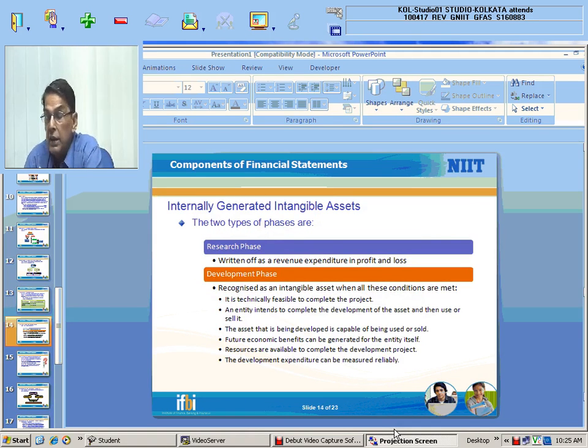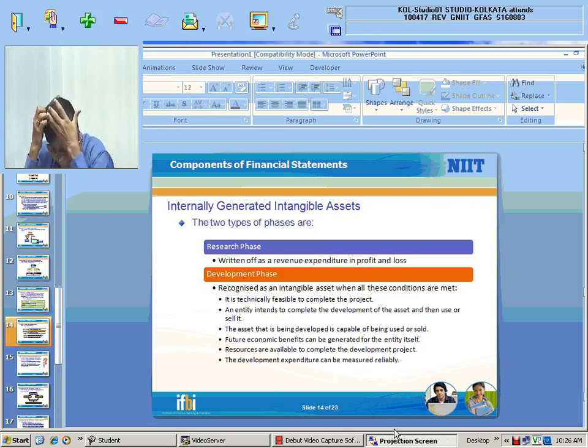Now coming to research and development. Internally generated intangible assets. So which are research and development expenses? When an intangible asset is internally generated, there will be two stages. One is the research phase, the other is the development phase. Certain expenses will be incurred during the research phase and certain expenses will be incurred during the development phase.